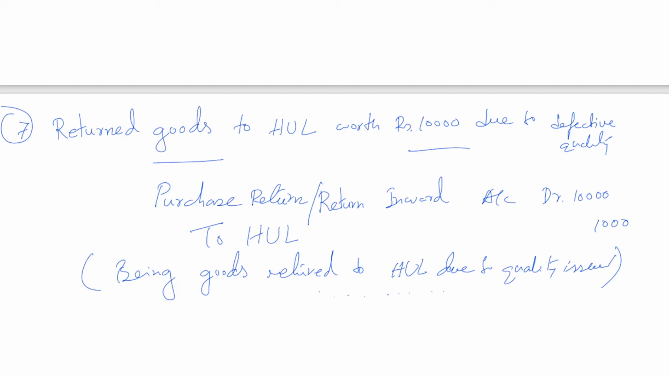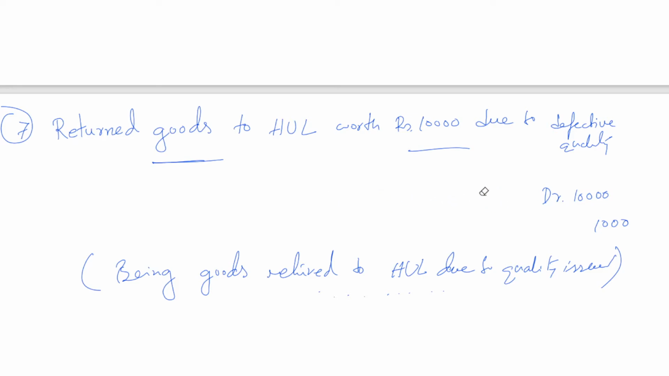Oh sorry, I think I made a mistake, it is wrong. Purchase return. We have returned goods, no? Goods are actually going out, so this is not correct. It will be reverse. Goods are going out, so purchase return will be credit. When we purchased, we debited the purchase account. Now we will credit that account.